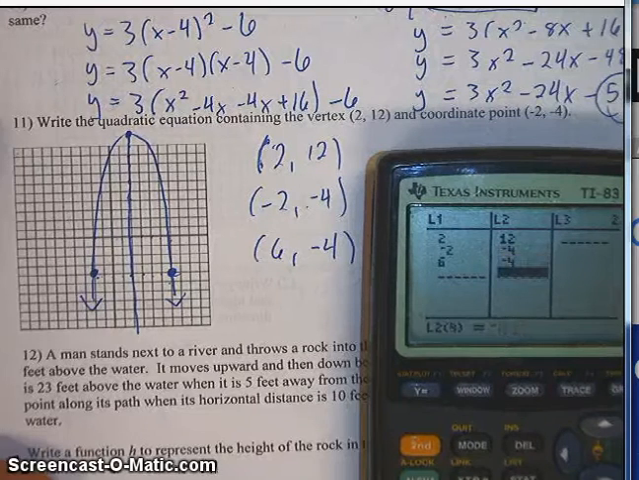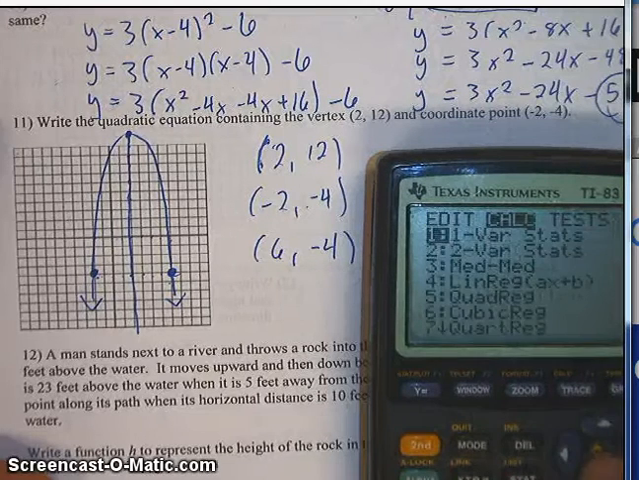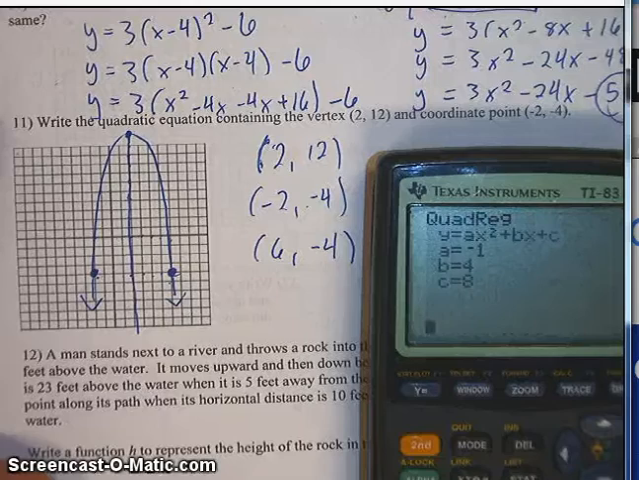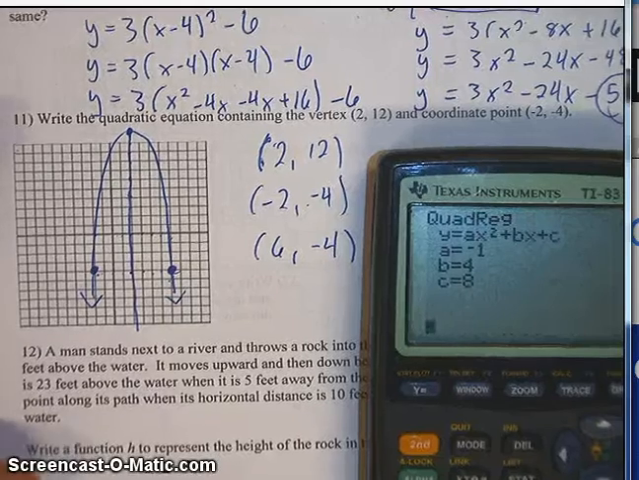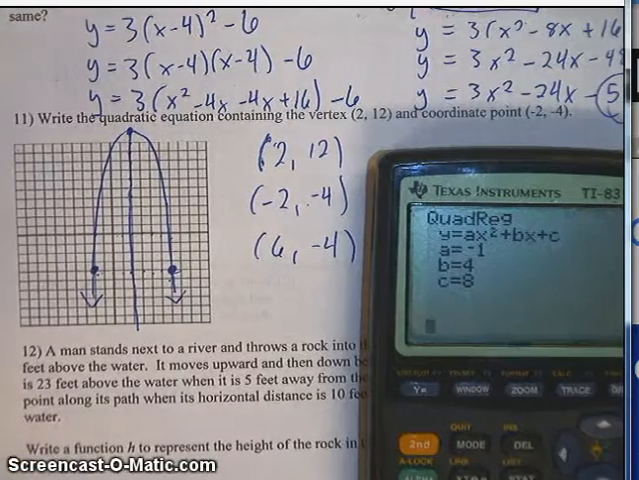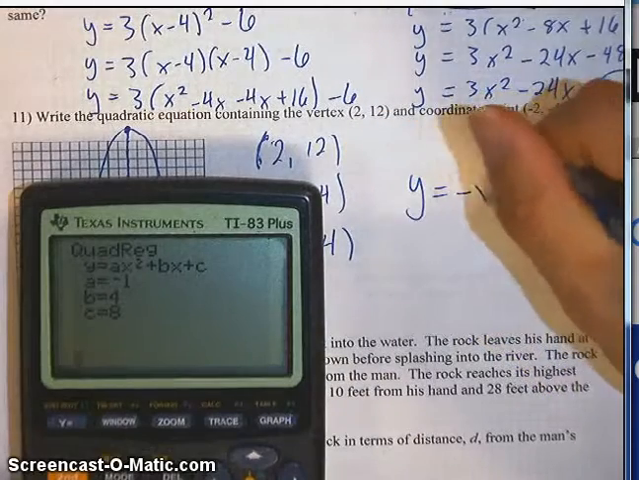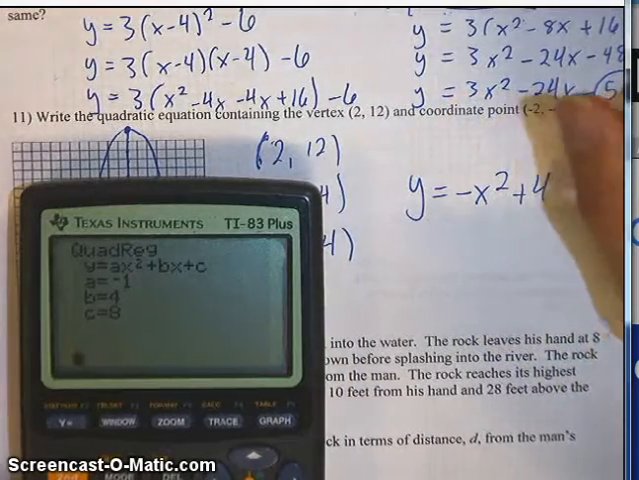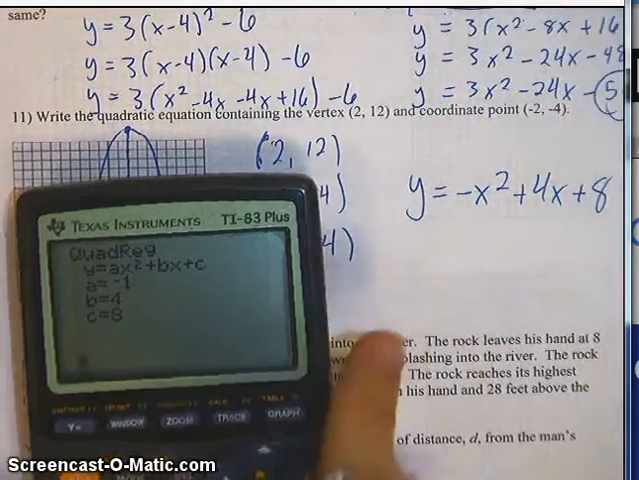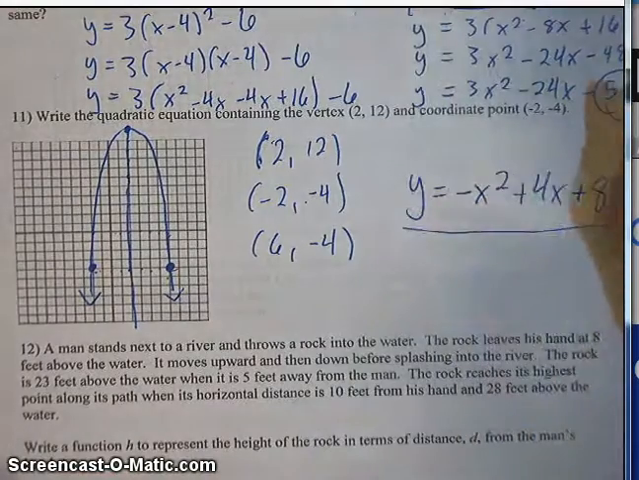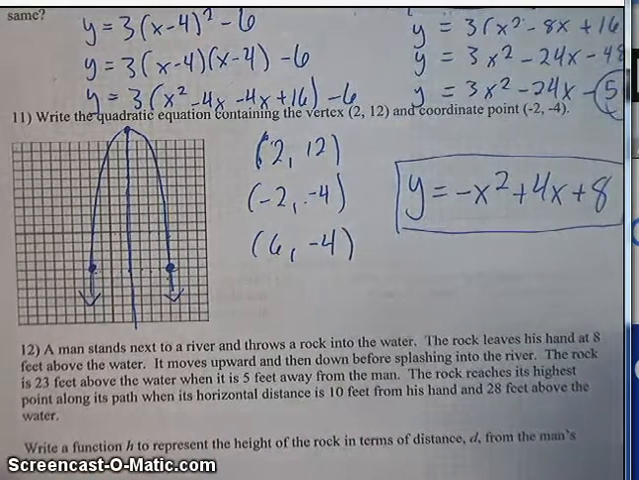negative 4. And when you do stat calc 5, it's going to spit out an equation for you. It's negative x squared plus 4x plus 8. Y equals negative x squared plus 4x plus 8. That is the answer to number 11.